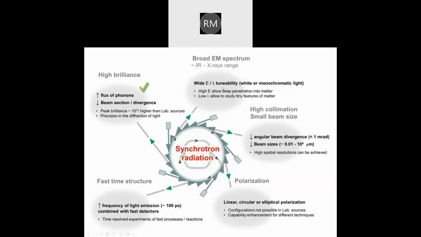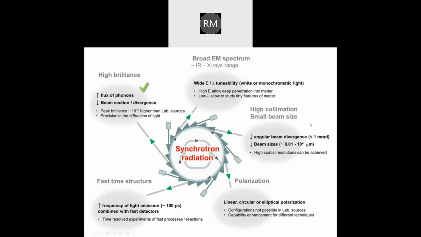Like as I told you, in the lab source, you produce an energy or wavelength of typically 1 or 2 maximum wavelength. But in a synchrotron, you get a continuous spectrum of X-ray radiation, and a particular X-ray you can use for our experiment. Suppose it can be 1 angstrom, it can be 1.1 angstrom, it can be 1.5 angstrom, depending on the requirement. Then the high collimation.